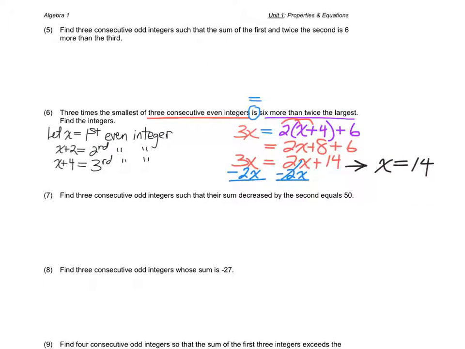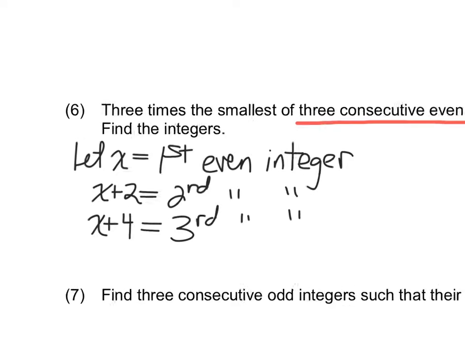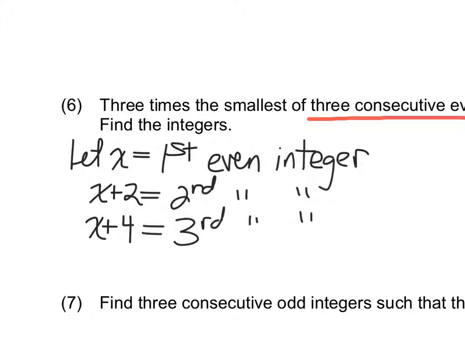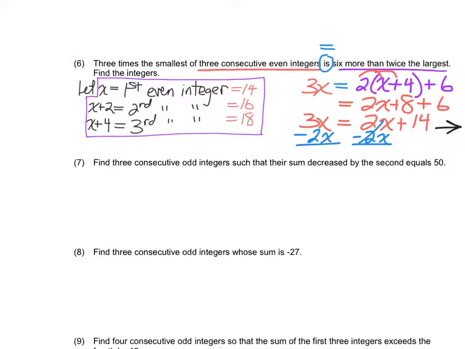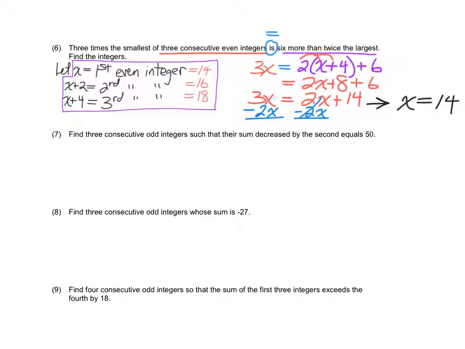All right, so again, x doesn't always mark the spot, or I should say x doesn't always mark the only spot. We need the integers, plural, so I need all of them. So we know the first one is 14. What's my second one? Followed by? Excelente. Good looking solution right there.